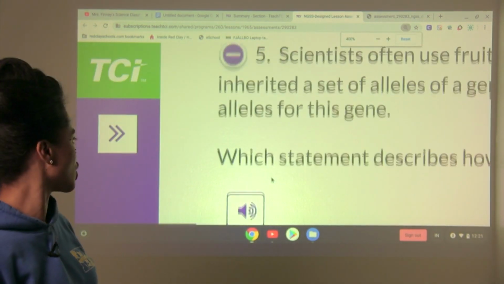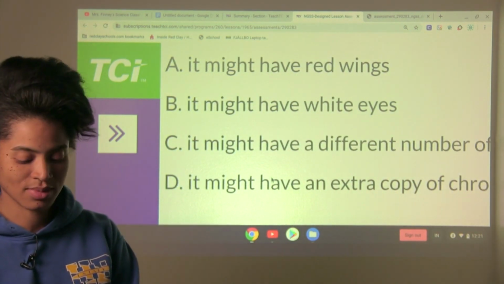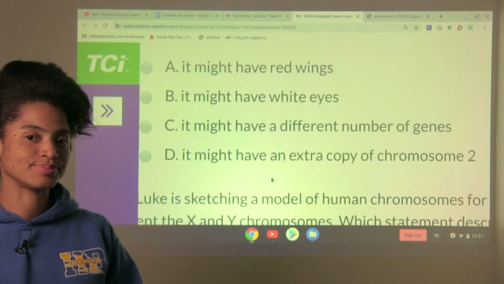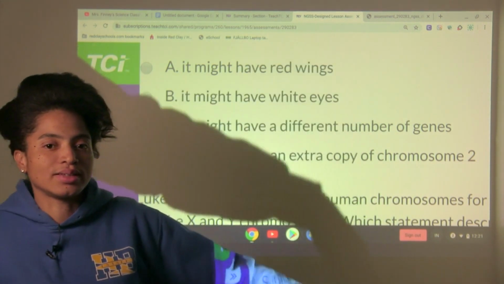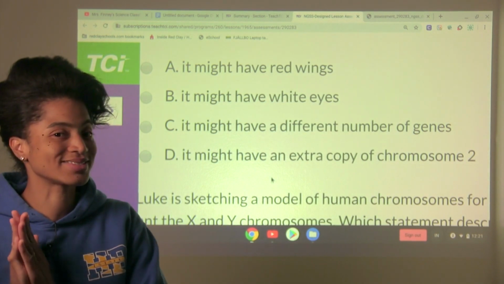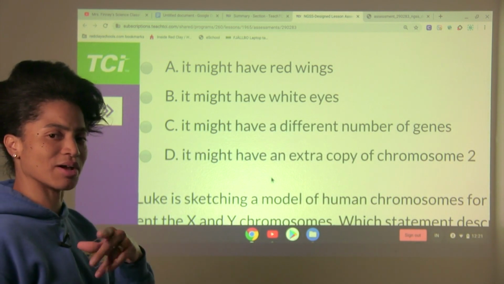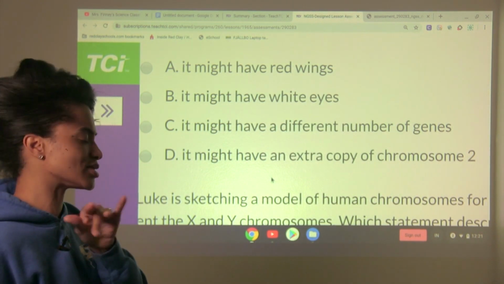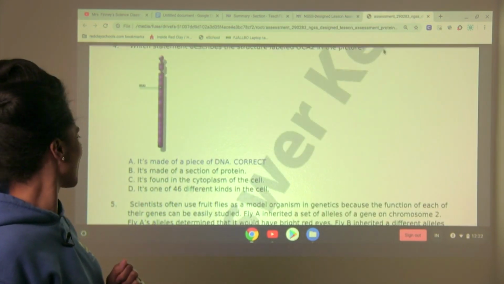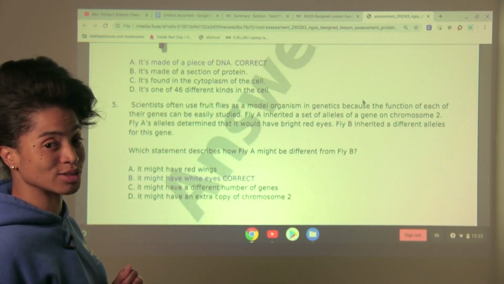You are in charge here. What would you like to pick? A, B, C, or D? Think about it. All right, number 5. What's your score right now? How many of these did you get right? Out of 5. Final answer: it might have white eyes.